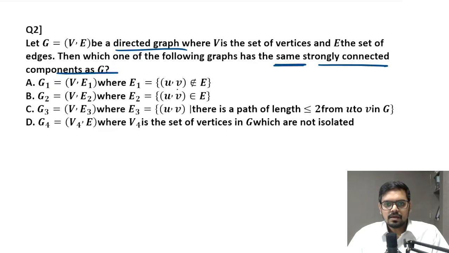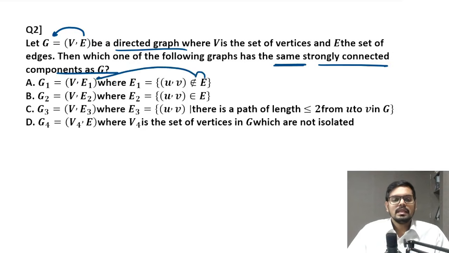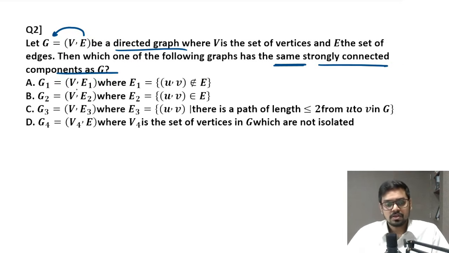Looking at the options, G1 is (V, E1), where E1 is the set of (u, v) not belonging to the E set. The edges present in G are not present in E1, not present in G1. This is what the option is saying. Those same edges of G you should not consider here. So we have to analyze.